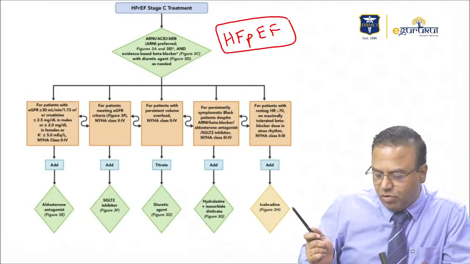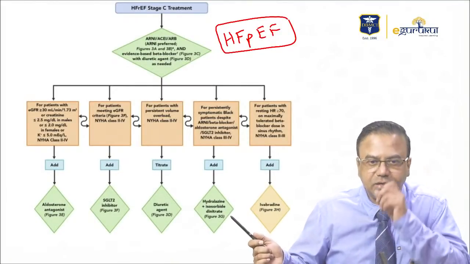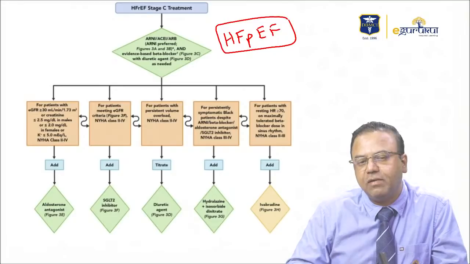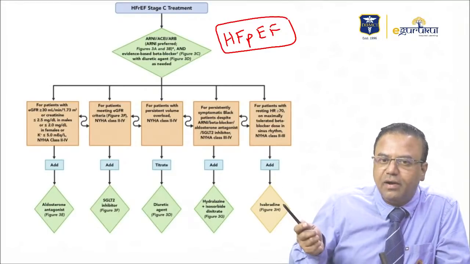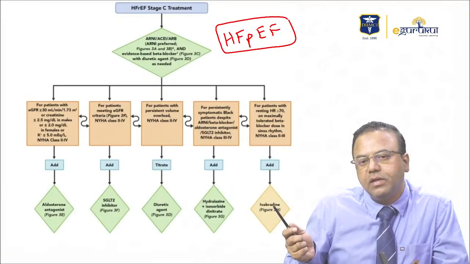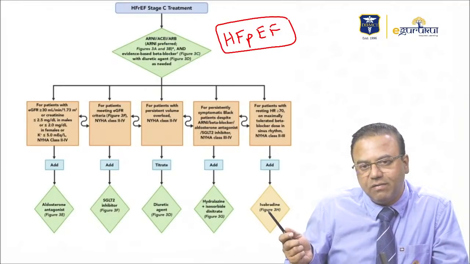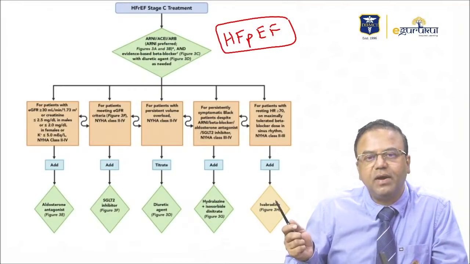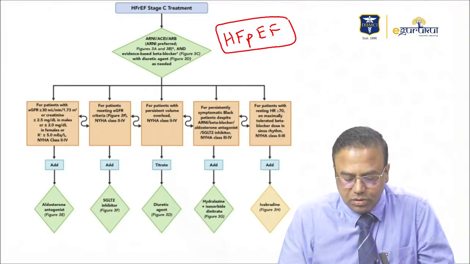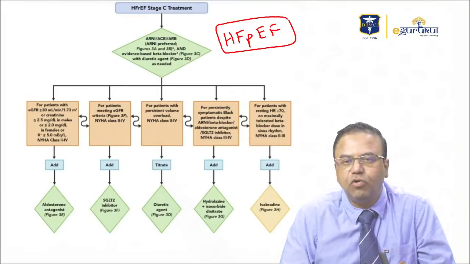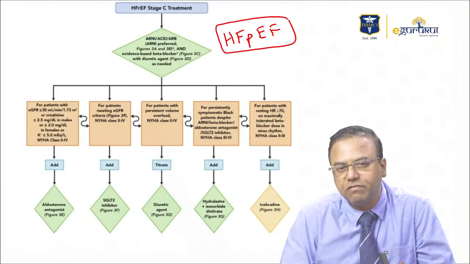And finally, there is a role of adding hydralazine in patients. Hydralazine is particularly for African Americans and Indians. In Caucasians, in whites, it will not work. And ultimately, if the heart rate is more than 70, then you can add ivabradine. Ivabradine is never going to be first line. It's one of the last drugs you add, particularly if the patient's heart rate is above 70. So this is the new flowchart given for the management of heart failure with reduced ejection fraction.